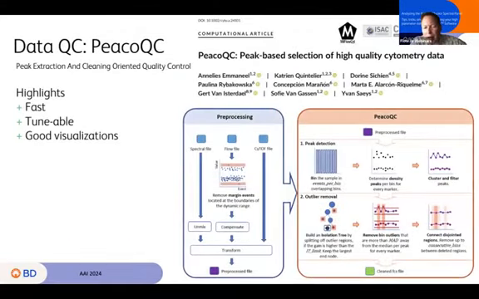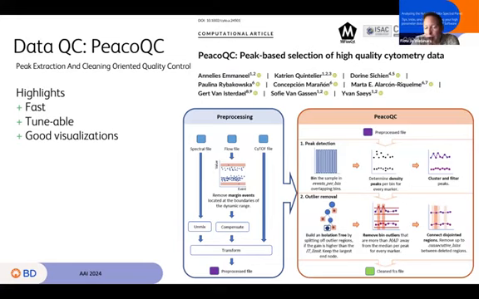So the one that I want to highlight here is Peacock. I am highlighting Peacock specifically here because one, it's really good. This is an addition from Sofie Van Gassen and Jan Saeys' lab that Annalise put together. It is available as a plugin into FlowJo, and it handles FCS 3.2 data. So FCS, flow cytometry standard 3.2, is the version of the standard that's being followed. Data that comes off the S8 is 3.2.